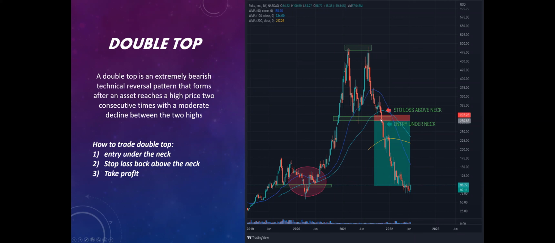The profit target should be, once we break the neck to the downside, we must go back to where the move started. See, the uptrend started right here. Under the neck, we're going to keep trending down till we hit the same area again. Double bottom is going to be the exact same thing, but you will see the ticker bouncing off resistance.